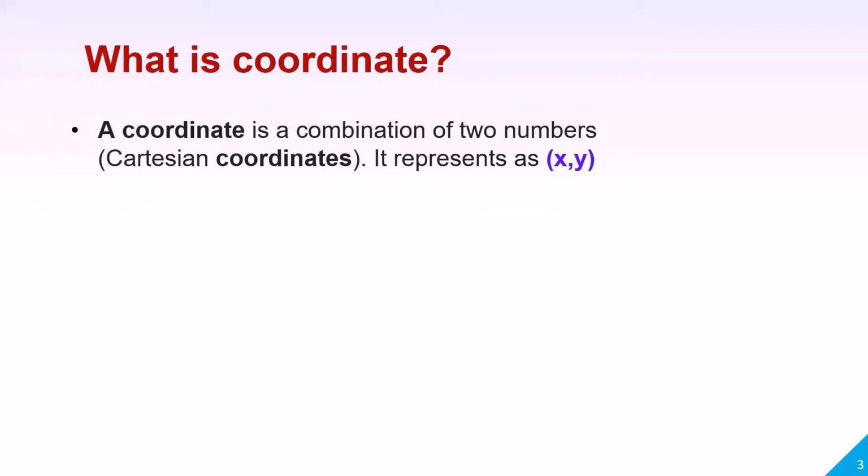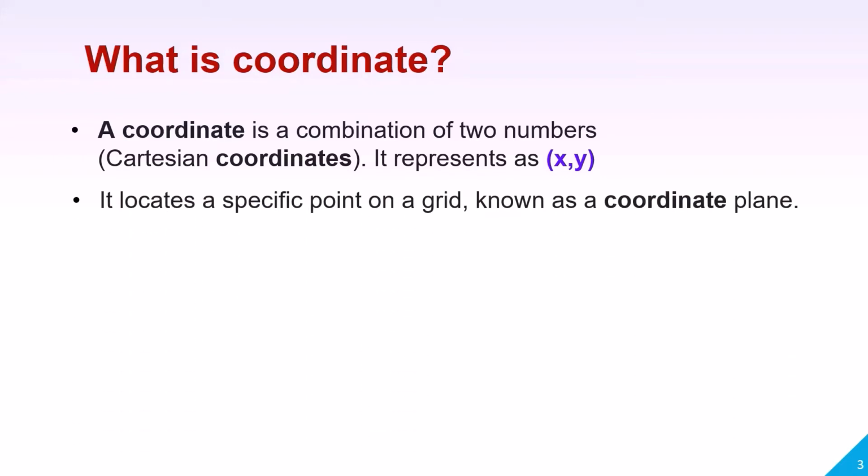What is a coordinate? A coordinate is a combination of two numbers. It is represented as x and y. X is any number, y is any number. It's a numeric value, maybe an integer or a floating point number. These are also called Cartesian coordinates. Descartes, one of the great mathematicians, scientists and philosophers, invented this. It locates a specific point on a grid known as a coordinate plane.